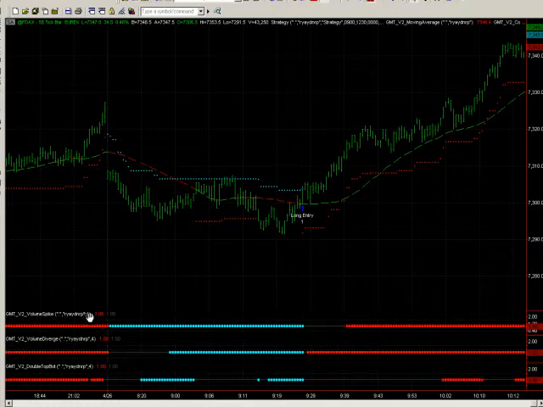So with our strategy here, we're looking for a volume spike, where the buyers or the sellers are being exhausted in the market. That's where we see a volume spike.